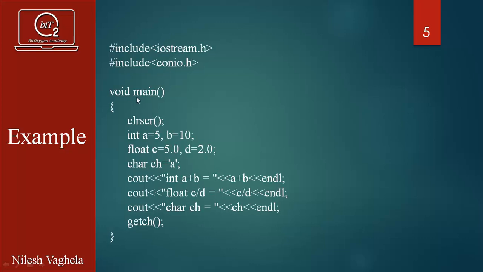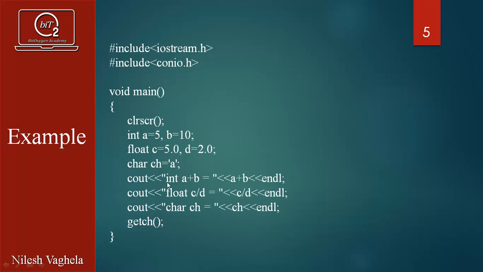Over here I have made an alteration of int main. We can also write void main in our program, but that way we do not have to write return 0. Clear screen works the same way, it clears the output. Over here I have taken two integer variables, integer a which is storing value 5 and integer b which is storing value 10. Similarly, float values c and d will have values of 5.0 and 2.0. Also, I have stored a character a over here.